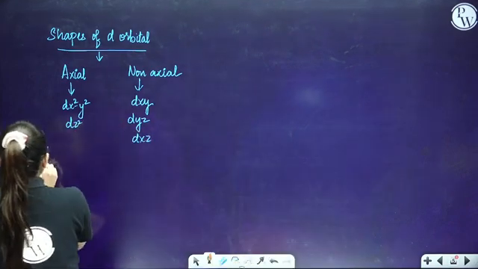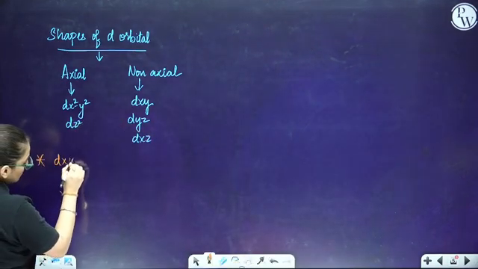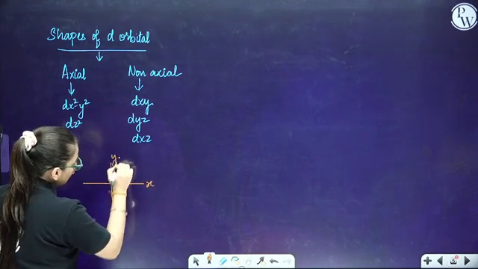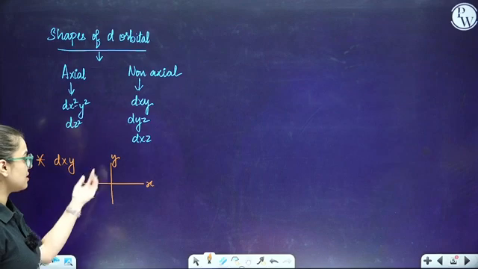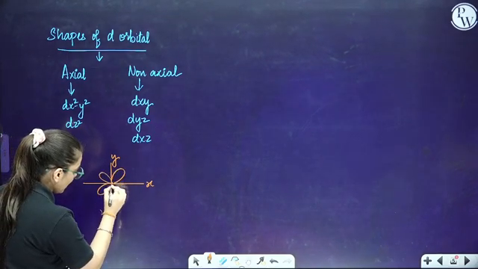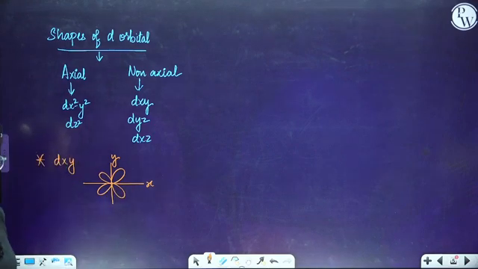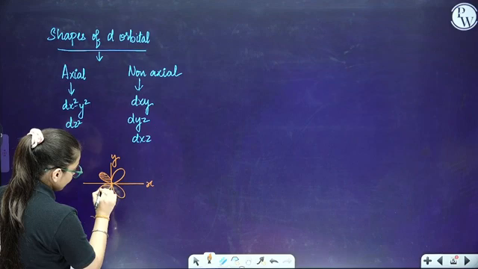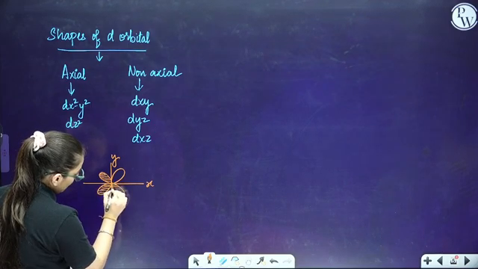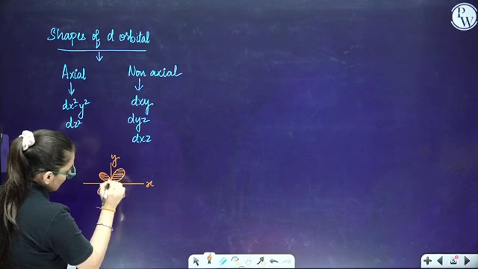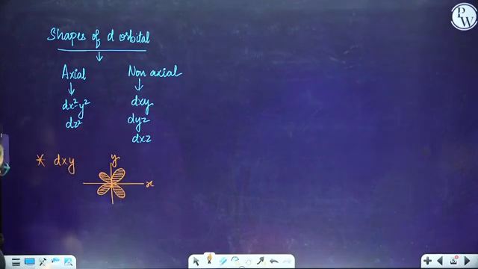Let us first see dxy. If I am talking about dxy, it is non-axial. The lobes will lie in between the axes. If this is the x-axis, this is the y-axis, so lobes are going to lie like this. Yes, the lobes lie in between the axes. Clear everybody?